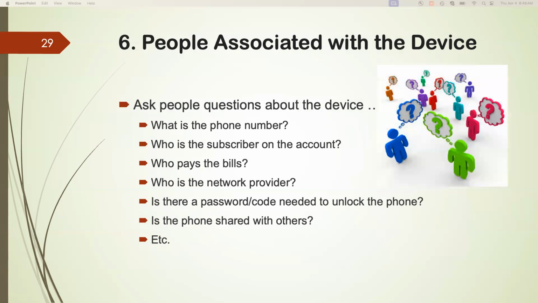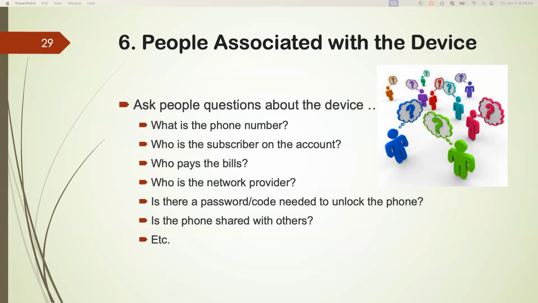Next, we have people associated with the device. As I mentioned earlier, a mobile phone is a very unique case. The person who is holding the mobile phone is the owner of the mobile phone, unless you prove it wrong, or unless you prove that somebody else is the owner. So whenever we are doing investigation related to mobile phones, we need to always ask as many questions as possible to the person who's holding the phone, or to the people who might know about the real owner.